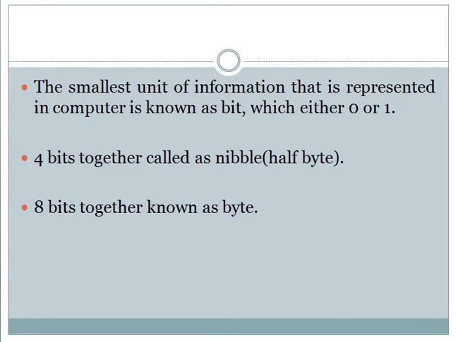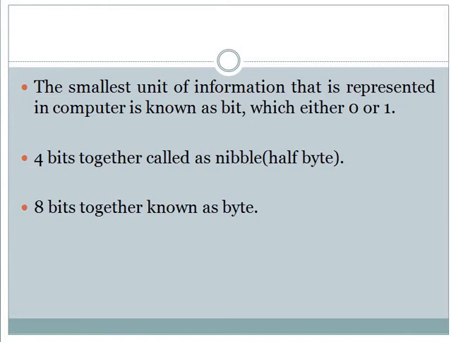So in a computer every data is represented in bits. The smallest unit of information that is represented in a computer is known as a bit, which is either a 0 or 1. 0 is 1 bit and 1 is 1 bit. Computer knows only zeros and ones. That is the binary number system.